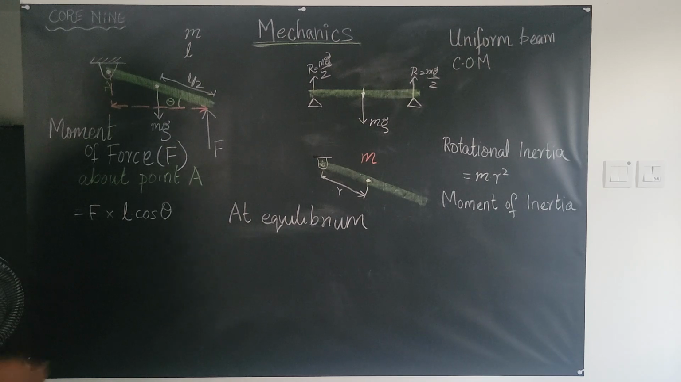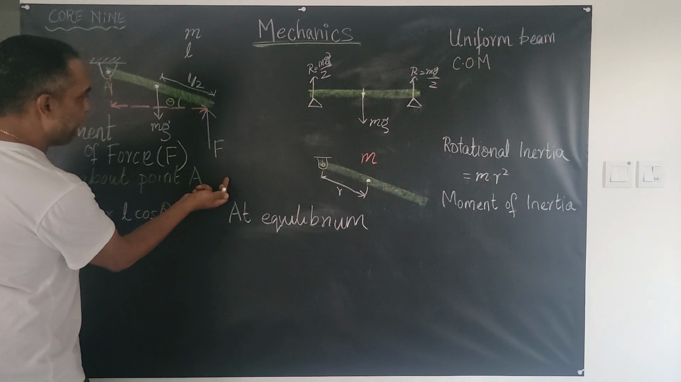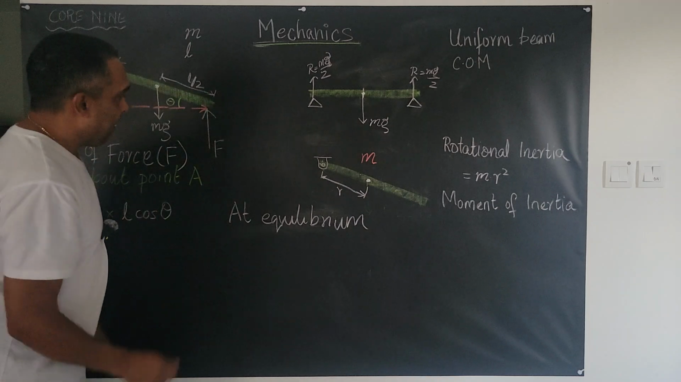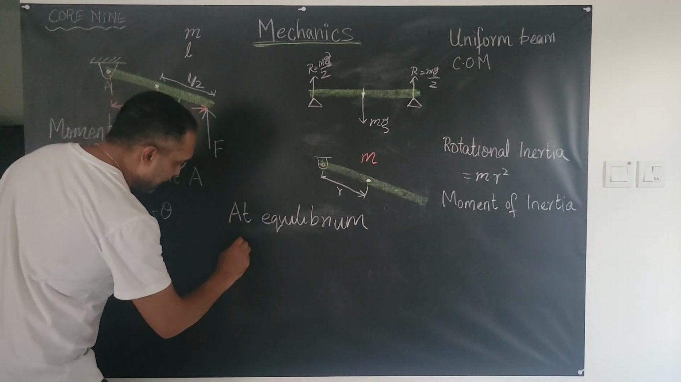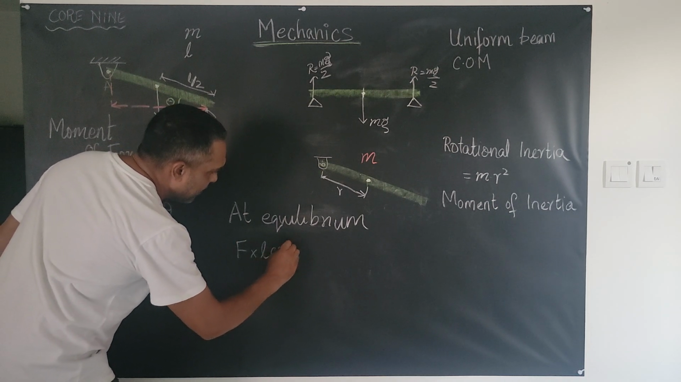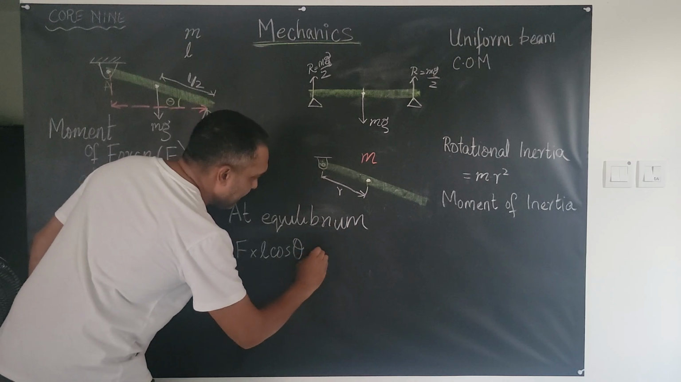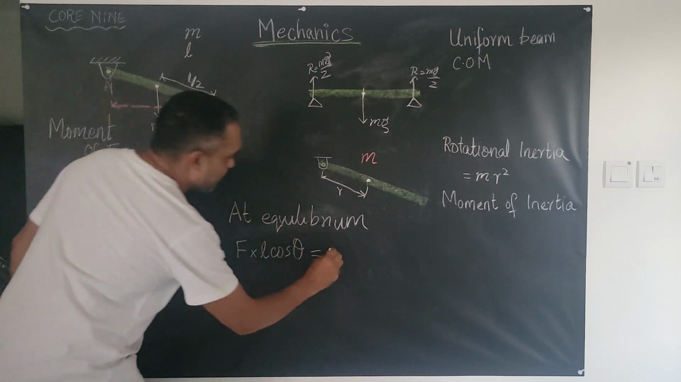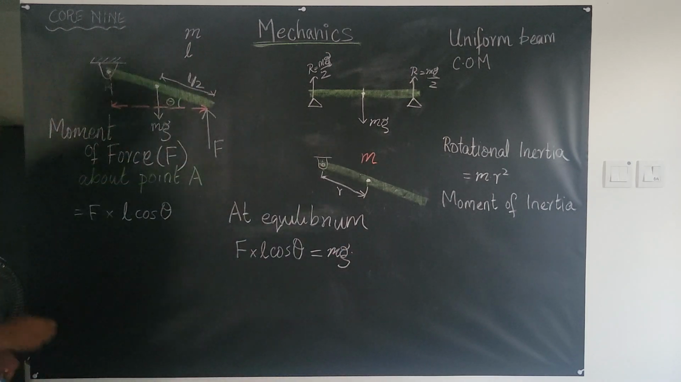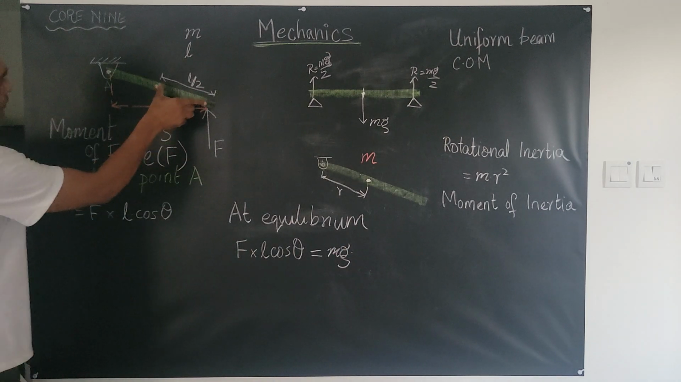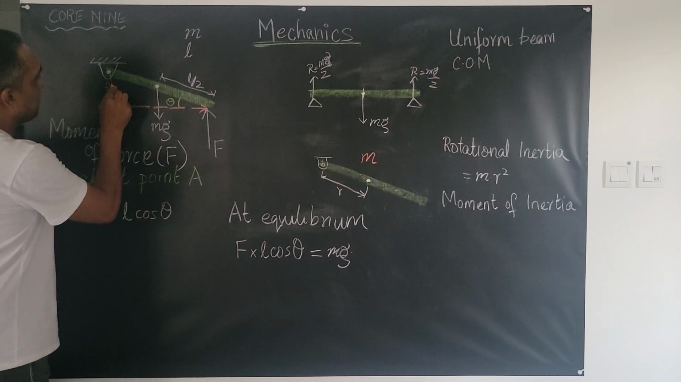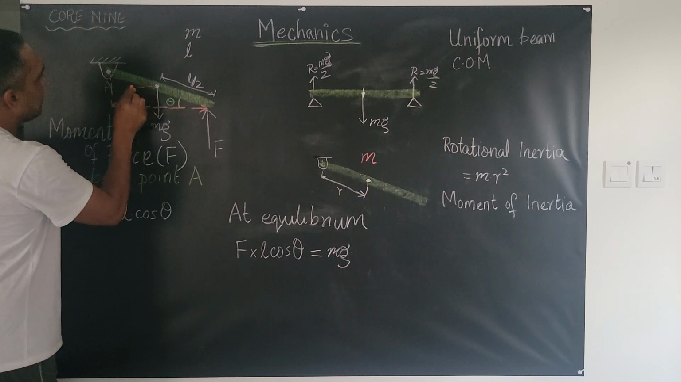what happens? The moment of this force about this point and the moment of this force about this point stay equal. I would be able to write F times L cosine theta would be equal to this force, which is mass times acceleration due to gravity, times, what is it now? If this is half of L, that's half of L. What is my perpendicular distance of interest? It is that.